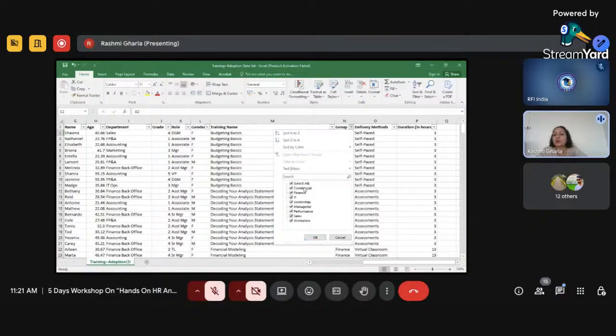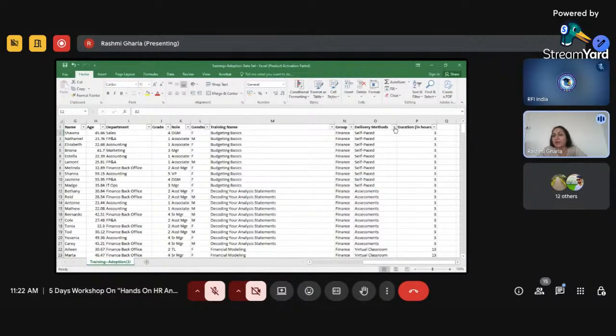They have given which group that training program belongs to. Whether this training program is related to commercial, finance, IT, leadership, it is related to improvement in performance, it is related to sales, it is related to workplace. So they have categorized these training programs into different groups.